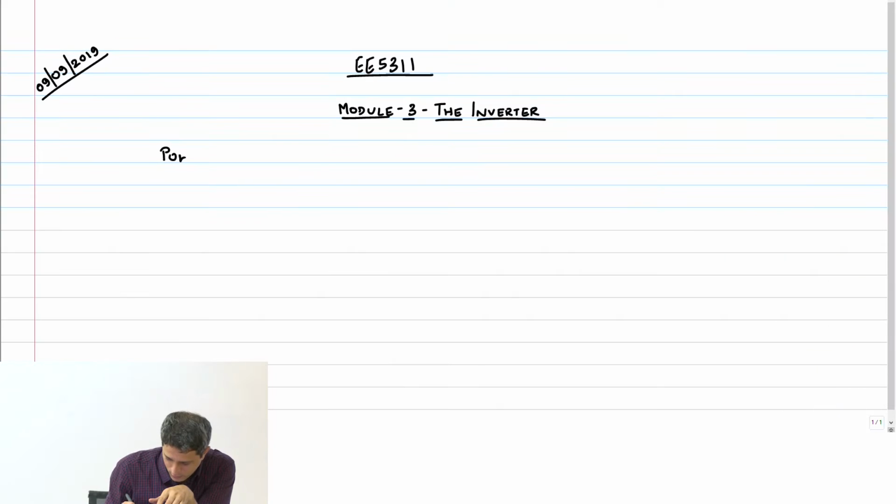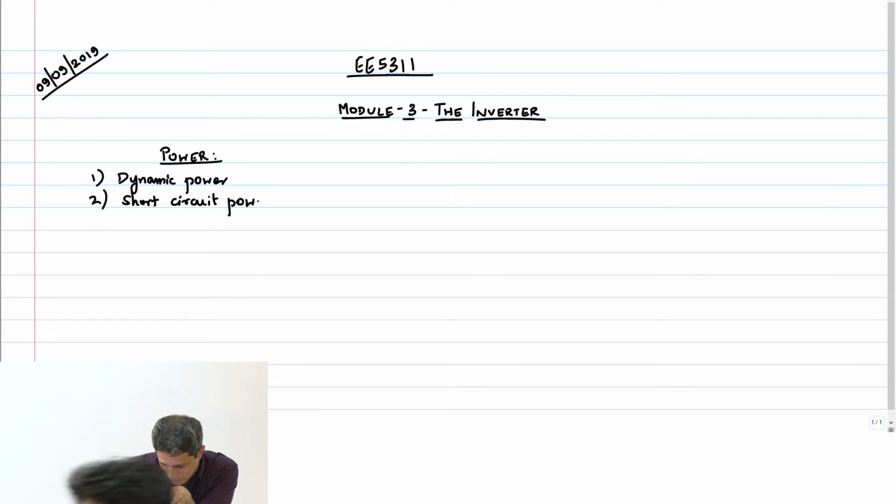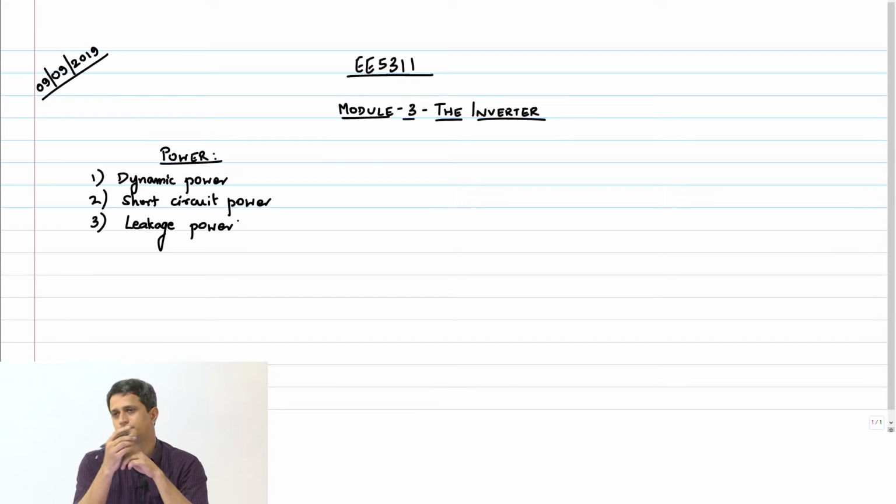Continue with our discussion on power, right? So that's what we were discussing last class. So we said there are three components to the power. One is dynamic power, two is short circuit power, right? And three is leakage power. Okay.